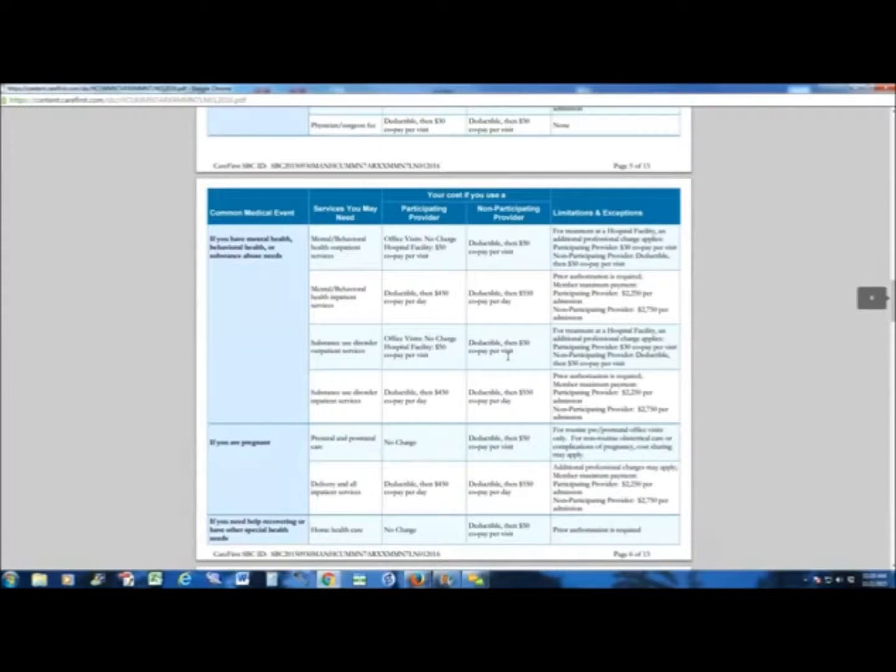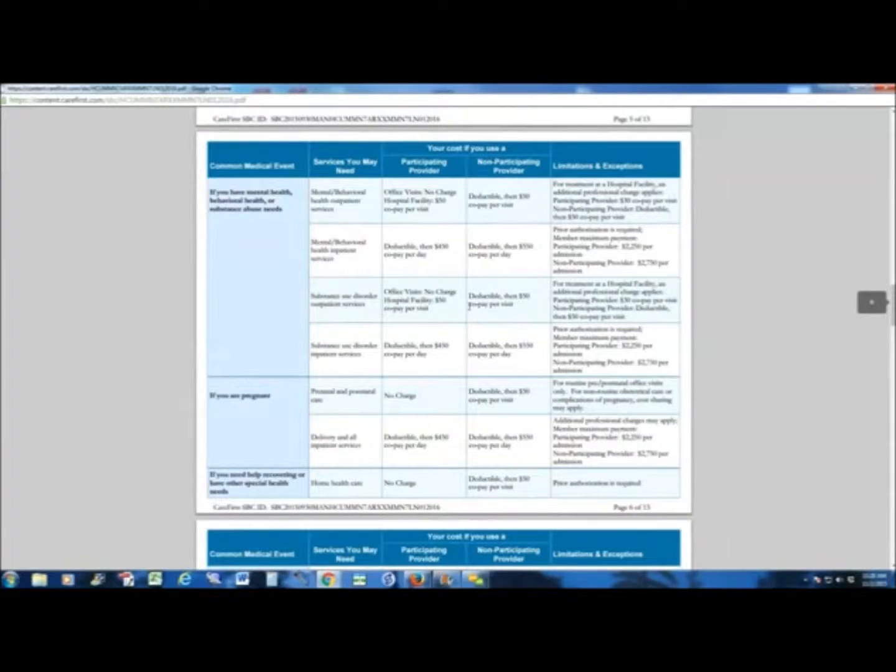This plan does have some coverages for mental illness. So if you have to do any type of counseling or whatever you're doing with those types of things, it's classified as mental or behavioral health. It is no charge for office visits. It's a $50 copay if it's inside a hospital facility.